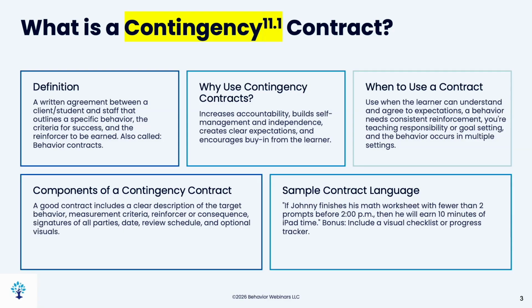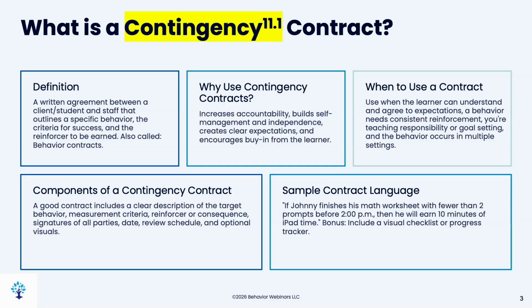So a really good contingency contract will have the clear description of the target behavior, with what it is and what it isn't, measurement criteria, how you're measuring it, the reinforcer, the consequence of them engaging in the behavior, signatures of all the parties, a date, a review schedule, and possibly some visuals to help them remember. And here's a sample of this. If Johnny finishes his math worksheet with fewer than 2 prompts before 2 p.m., then he will earn 10 minutes of iPad time. And this includes a visual checklist and a progress tracker.